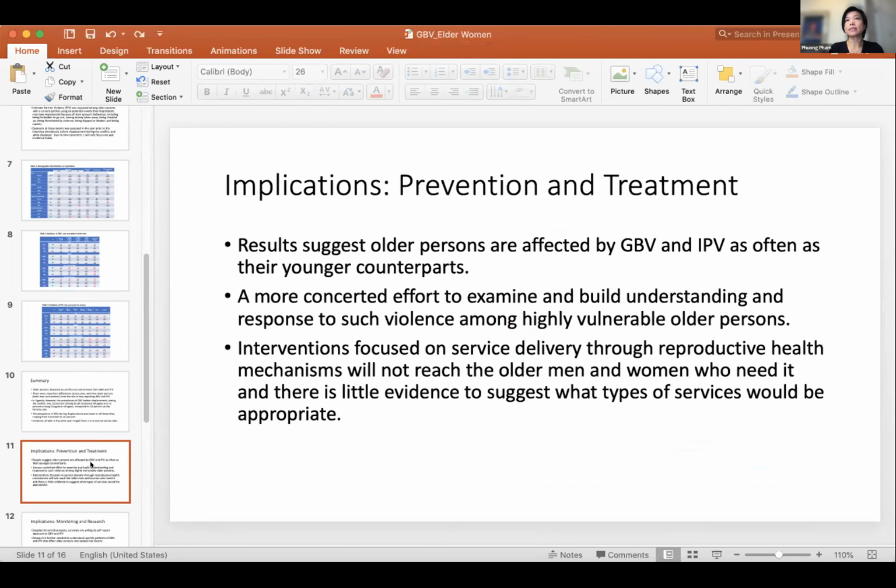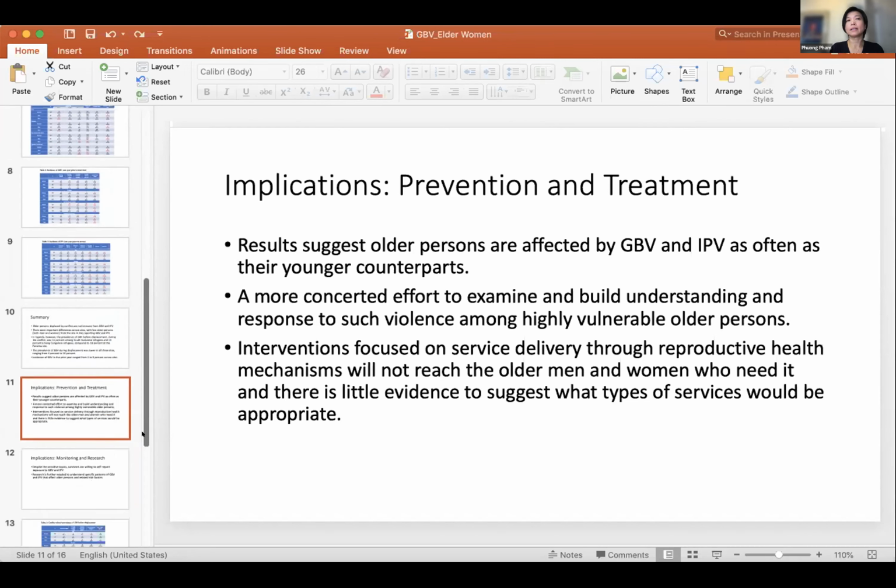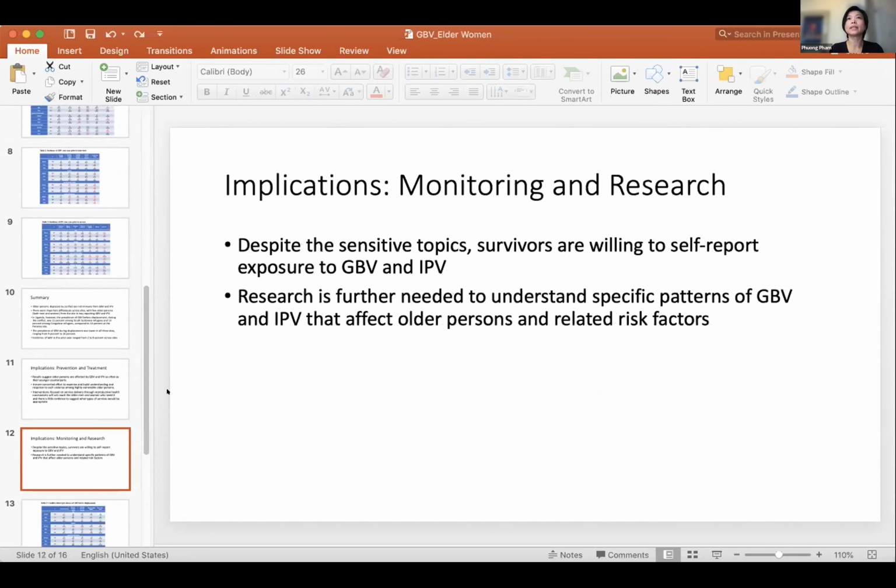Implications, prevention and treatment. Results suggest older populations are affected by GBV and IPV as often as their younger counterparts. We believe a stronger concerted effort to examine and build understanding and response to such violence among the older population is needed. Interventions that focus on service delivery through reproductive health mechanisms will not reach these older populations who need it. And so there is little evidence to suggest that these types of services would be appropriate. So we need to think of some other ways to reach these populations and provide services that are slightly different than what is currently offered.